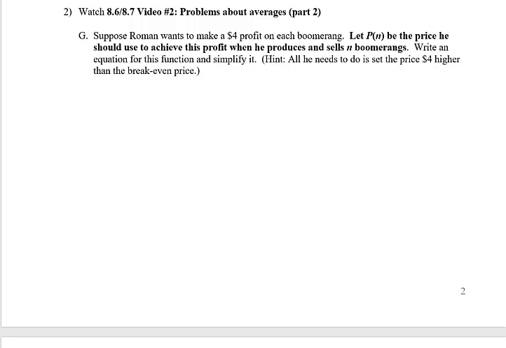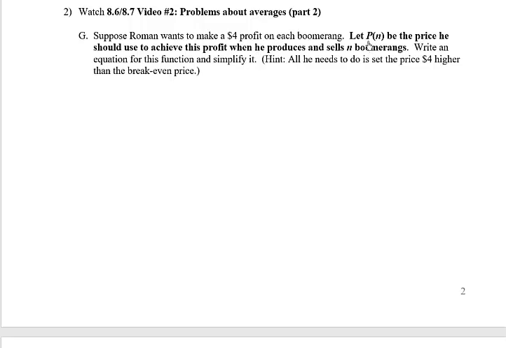This is video number 2 for sections 8.6 and 8.7, Problems About Averages Part 2. This is just a continuation of the last video. Remember, we've got Roman making his boomerangs, and now finally we get to what Roman is really interested in, which is making a profit. He's selling these things, he wants to make some money, and we're assuming in this problem that he's decided if he can make a $4 profit on every boomerang, that would be pretty good.